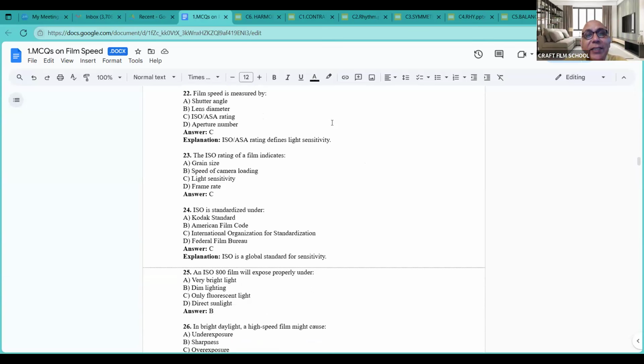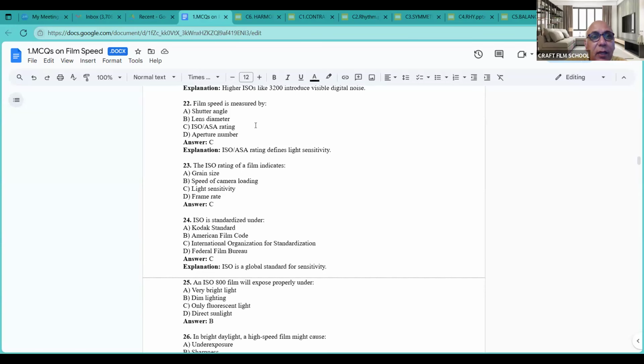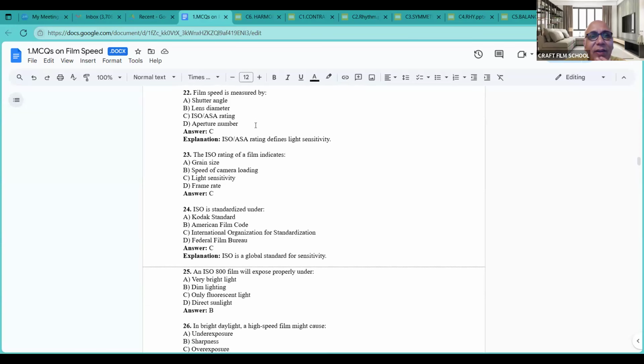Film speed is measured by shutter angle, lens diameter, ISO, ASA, aperture number. So these are the four ways you can measure the light. Now, the question is, film speed is measured by which among these. We are talking about ASA and ISO so far. So he has given you various other options to confuse you, but if you know for sure, the answer is very, very clear.